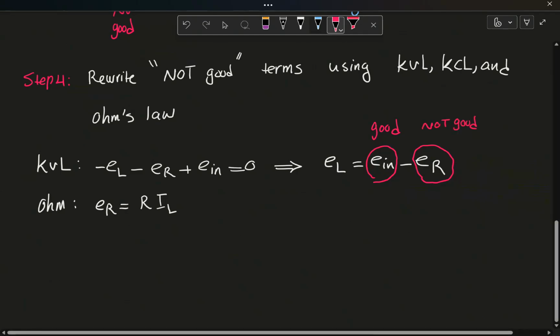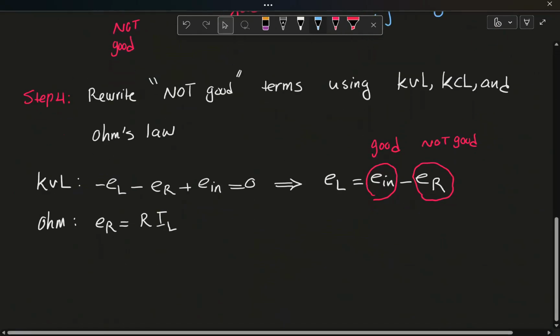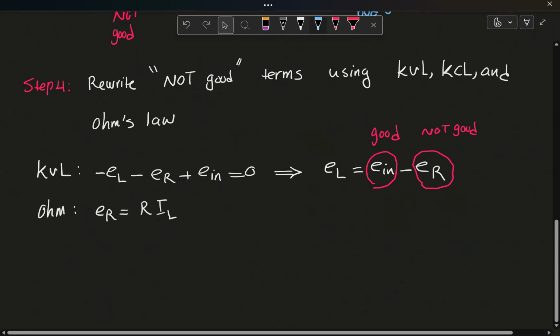So if ER was a good term, I was done. I had all of them good terms on the right-hand side. I was done. So right now I need to work on ER. So I broke down the problem into smaller problems. At the beginning, it was a big problem. I had EL. Now I have ER. ER is a smaller problem. Why? Because you can substitute ER from the Ohm's law.